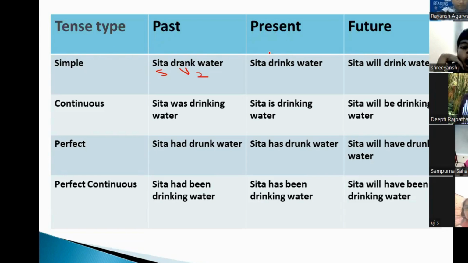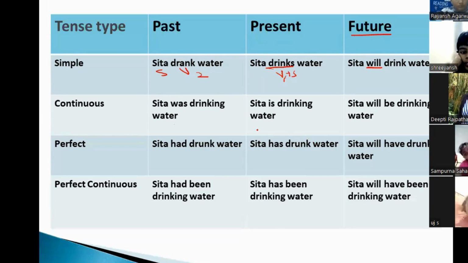For the simple present tense, Sita drinks water. This is the first form of verb, and as Sita is our singular subject, we are putting s to the main verb. Then simple future tense. You should definitely have will in your sentence: Sita will drink water. Now, if you consider the past continuous tense, Sita was drinking water. For the present continuous tense, Sita is drinking water. Future continuous tense, Sita will be drinking water. Now, for the past perfect tense, Sita had drunk water. Present perfect tense, Sita has drunk water.